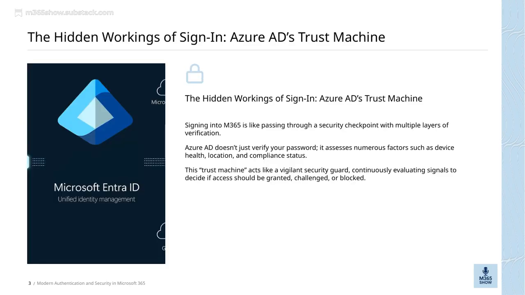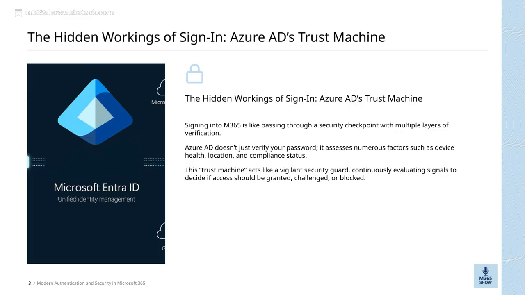Let's talk about what happens when you sign into Microsoft 365. Think of it like passing through a security checkpoint, where there are multiple layers of verification to keep everything safe. Now, Azure AD isn't just checking your password, it's also looking at a bunch of other factors. For example, it assesses the health of your device, your location, and whether your device is compliant with security policies. This process is what I like to call the trust machine.